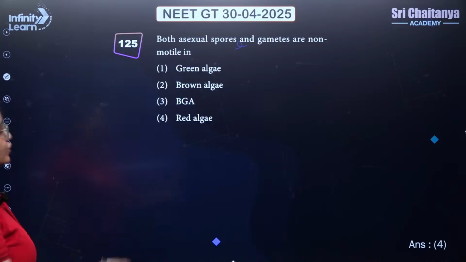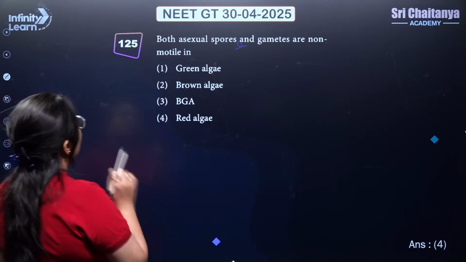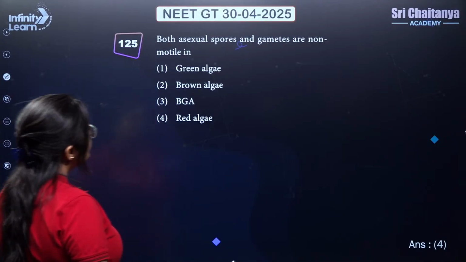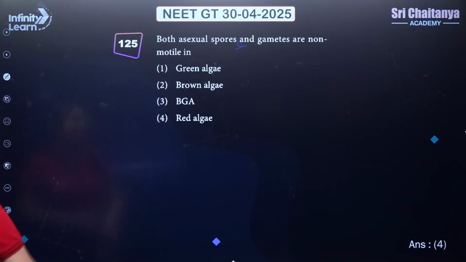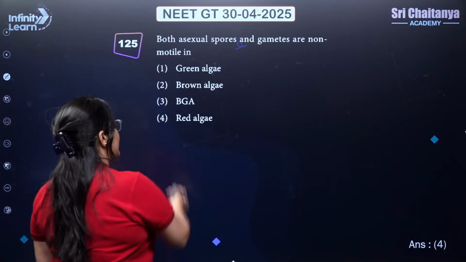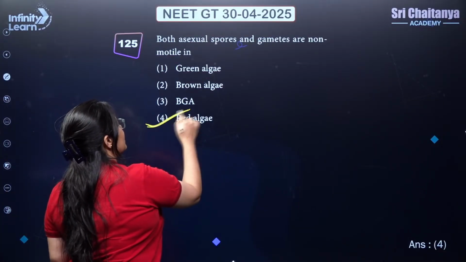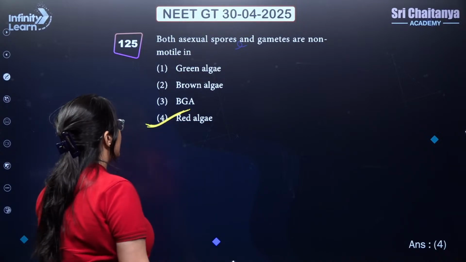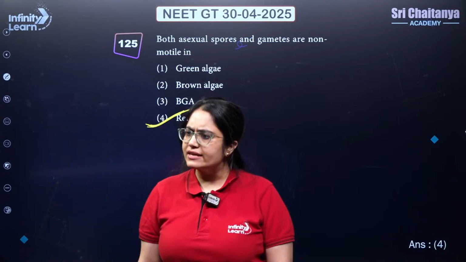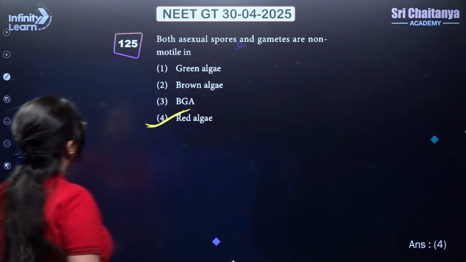Listen to this carefully: both asexual spores and gametes are non-motile in red algae. So your correct answer is 4, red algae. Next question on your screen.